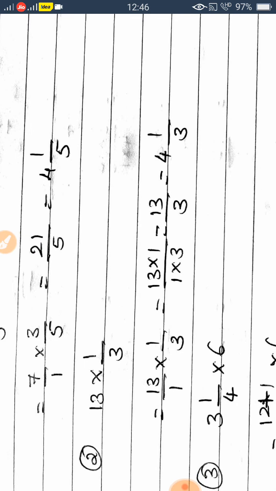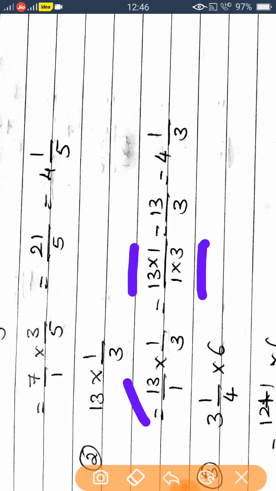Okay. Next, the whole number 13 into 1 by 3. 13 also I have written as 13 by 1, isn't it? Then into 1 by 3. So 13 into 1, 1 into 3. Numerator to numerator, denominator to denominator. But it is not applicable in addition and subtraction. Again and again I am telling you, don't confuse addition and subtraction with multiplication and division.